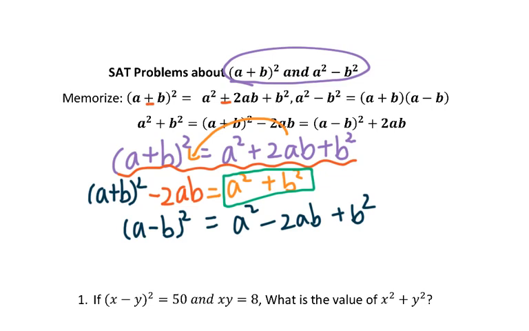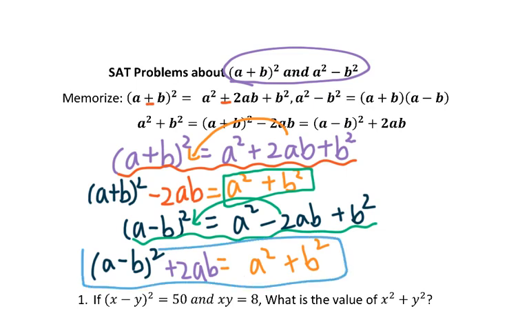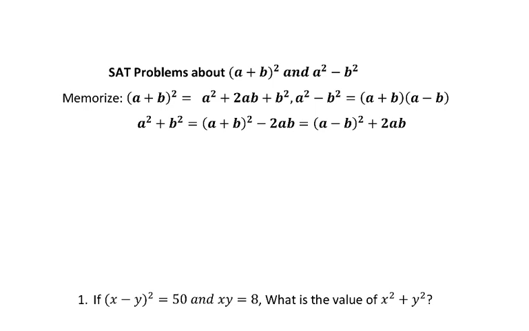For this formula, we still need to figure out a squared plus b squared. You need to add 2ab to (a minus b) squared. Therefore, you will get (a minus b) squared, and you need to add 2ab. So these two formulas are very important when you do questions for the SAT.